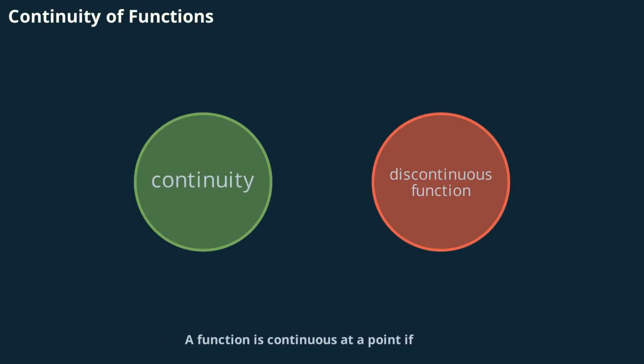A function is continuous at a point if its limit at that point equals its value there. Polynomials and rational functions, where the denominator isn't zero, are continuous on their domains. Discontinuous functions can have jumps, holes, or other irregularities. Continuity is essential for defining derivatives and integrals.